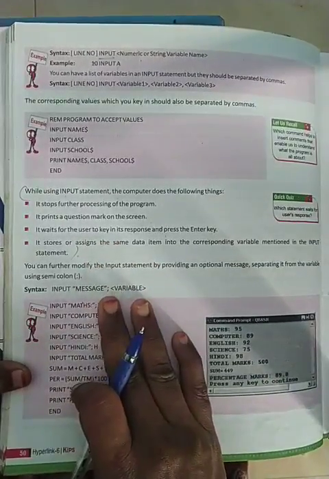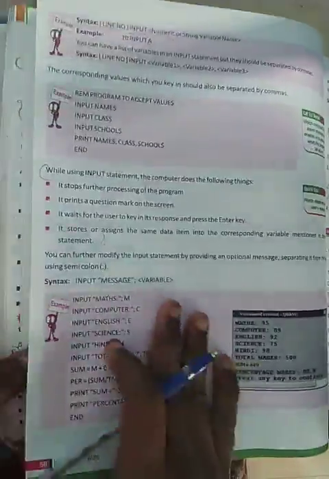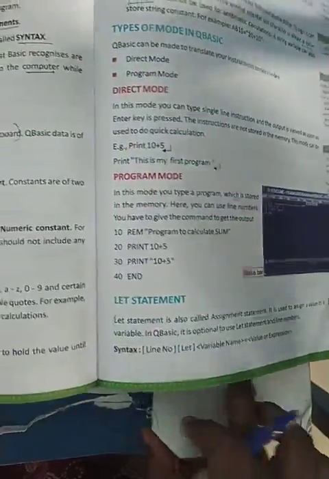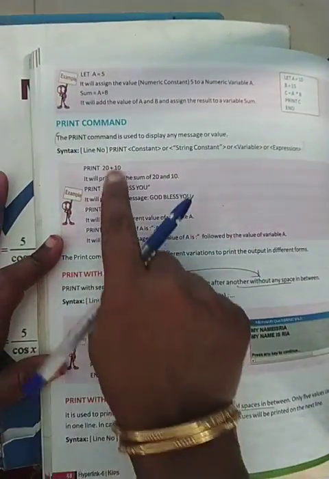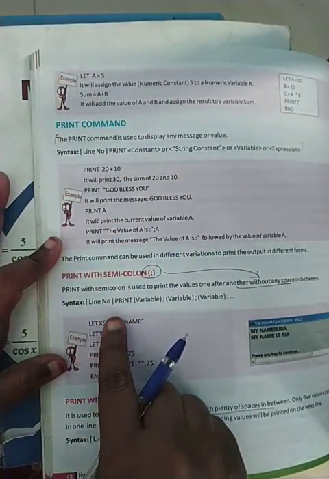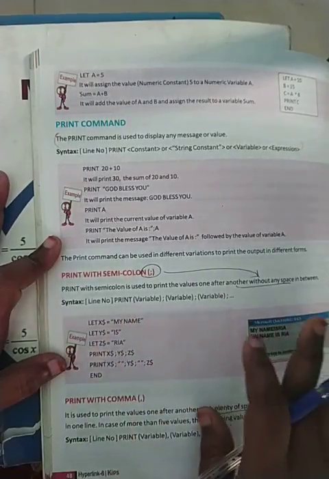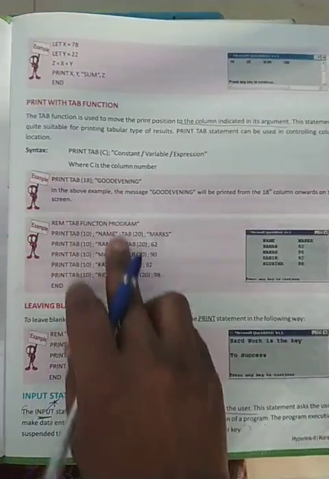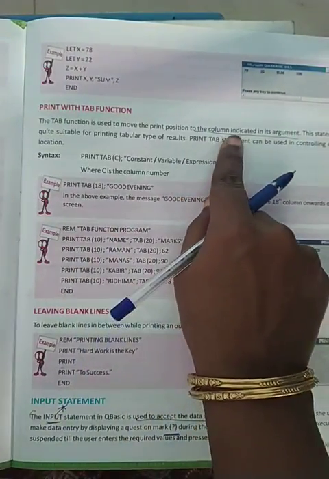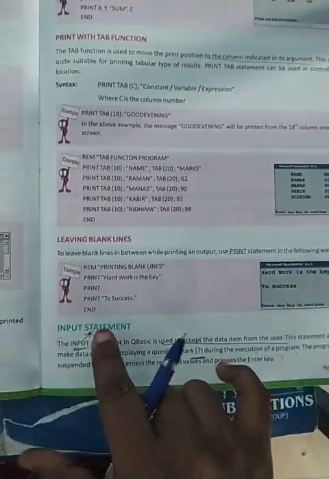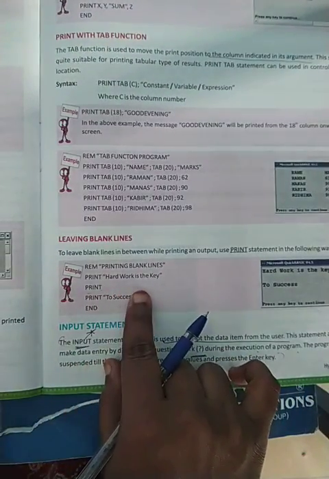So what did we see now? We saw the first statement as the let statement. Let means you are going to assign the values. That's all. Whereas in print we saw the simple print command, and then with a semicolon, then with a comma. Semicolon, no space. When you put a comma, there is some space, and when I put tab, you can give the column in which you want the data to be printed. And if you want to leave a blank line, you can leave the blank line.